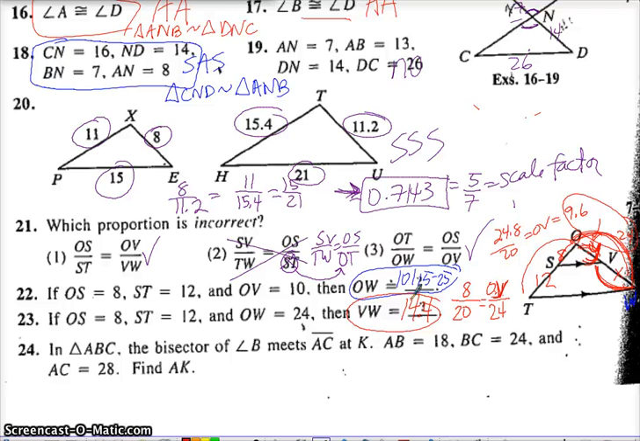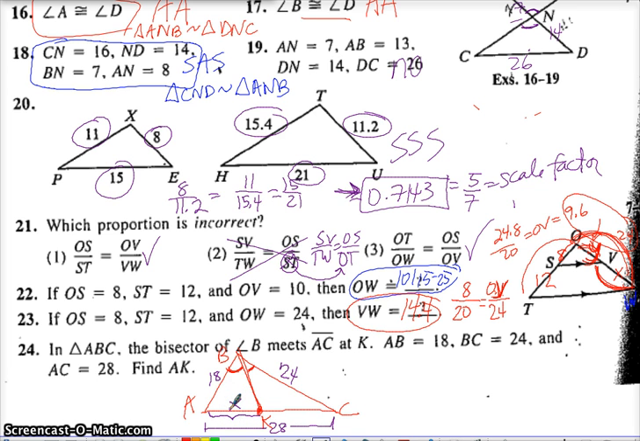Okay, and finally, number 24. In triangle ABC, the bisector of angle B. So I'm going to draw it. In triangle ABC, the bisector of angle B meets side AC at K. So these two angles should be congruent. If AB equals 18 and BC equals 24 and AC equals 28, so this entire thing equals 28, find AK.